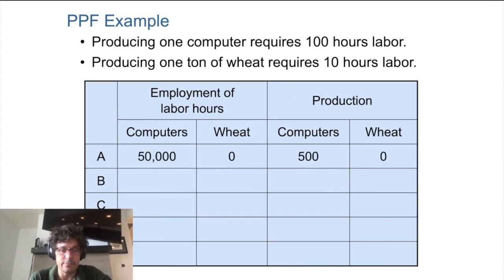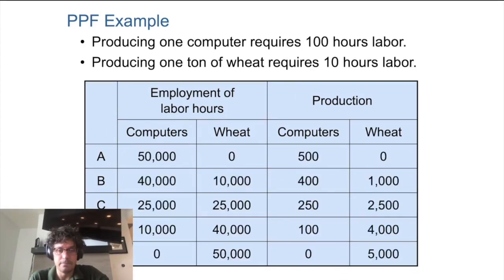In fact, when we populate the table, for 25,000 labor hours invested in the production of wheat, we get 2,500 tons of wheat. Thanks.